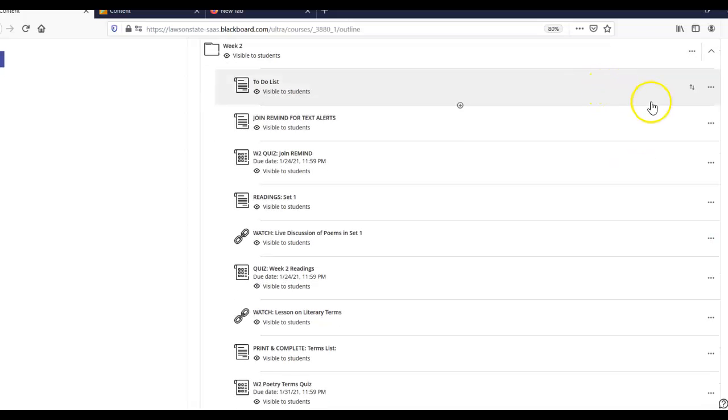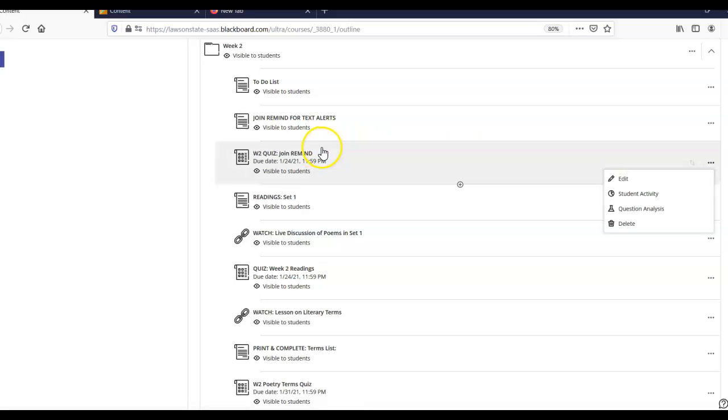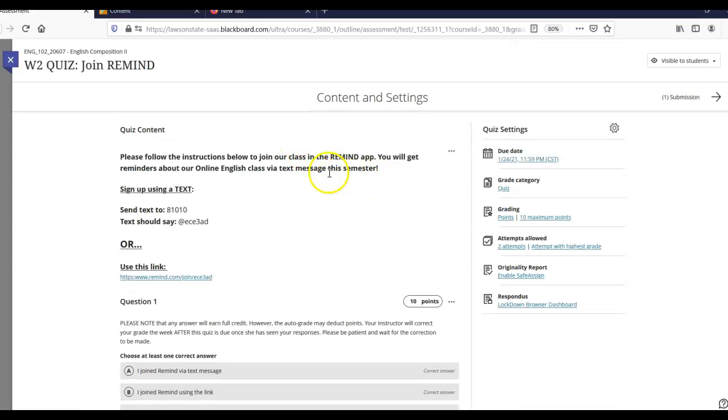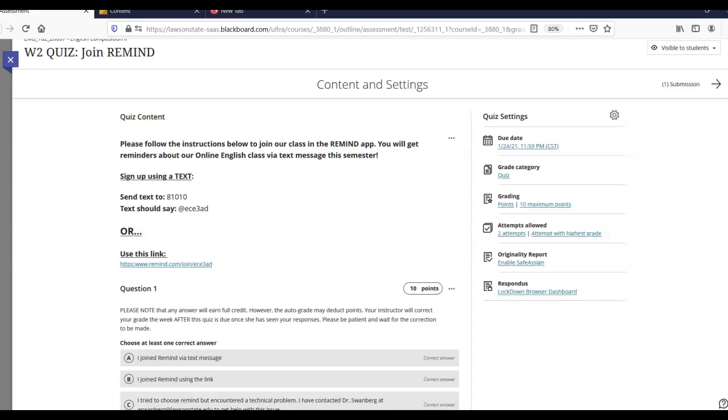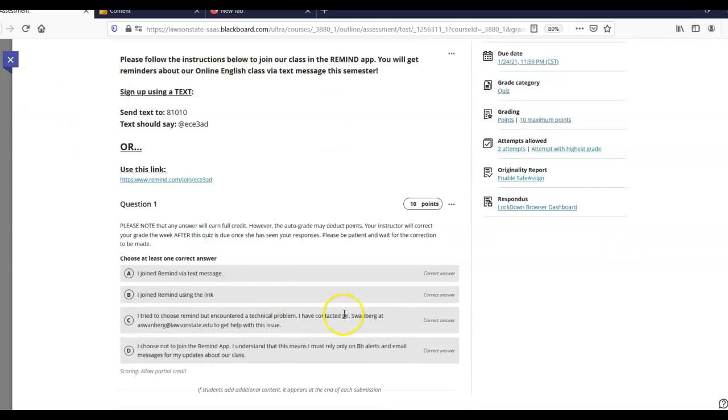There's your to-do list. There's the reminder for joining Remind and how to do it. It's here, and then there's a quiz. I'm going to open this quiz and have you take a look at it together with me real briefly. In this quiz, it shows you the instructions for signing up for Remind, and then there are 4 possible answers.